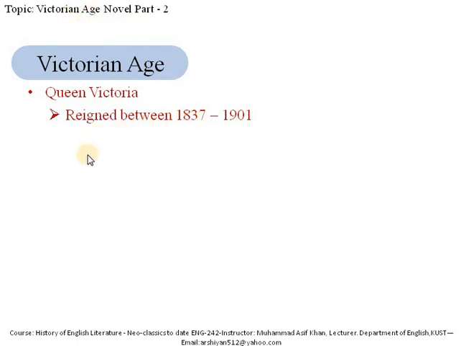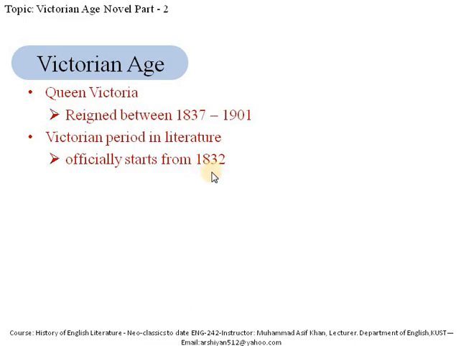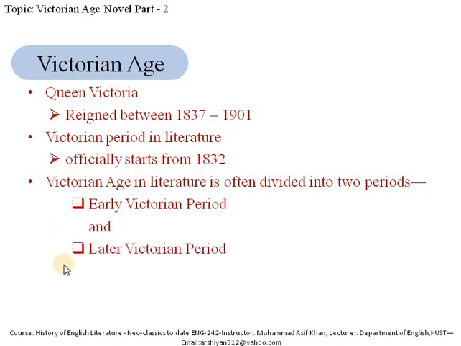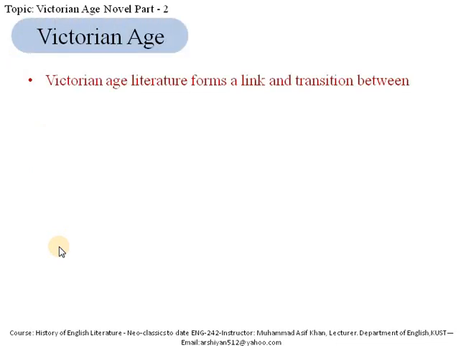But the Victorian Age in literature officially starts from 1832, the date of the publication of the volume of poetry of Alfred Tennyson. We should not be confused whether you take 1837 or 1832 as the starting point. We are well aware that these writers are included in this era, and the others are on the margins. The reign of Queen Victoria continued for 64 years, and for convenience this time period is often divided into two sub-periods: the earlier Victorian period and the later Victorian period. Basically, this literature is a link between the Romantic period and 20th century literature.